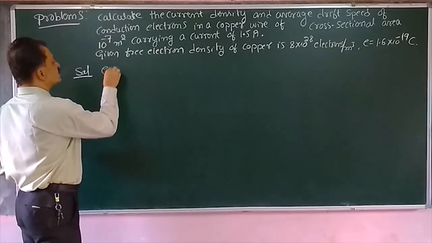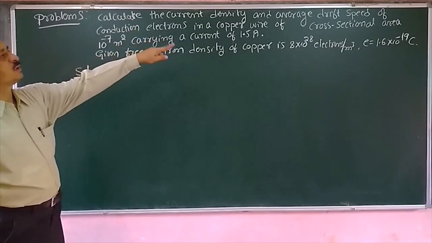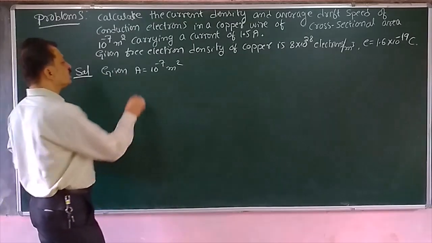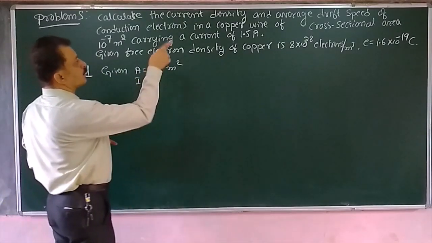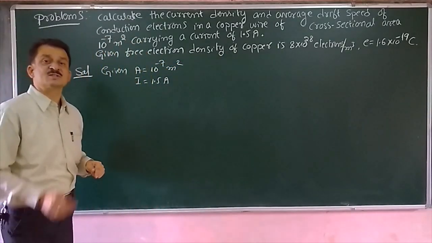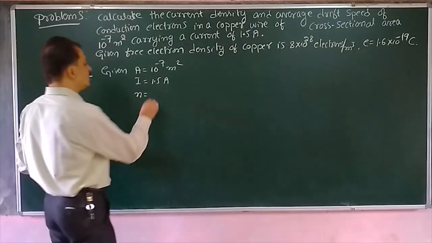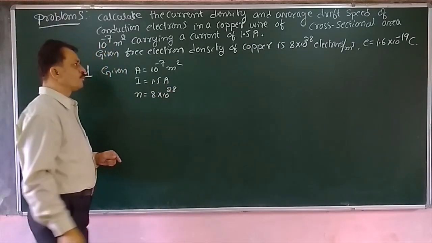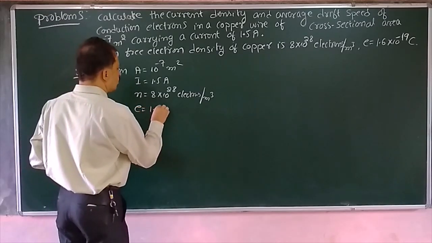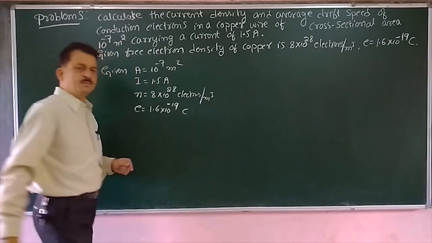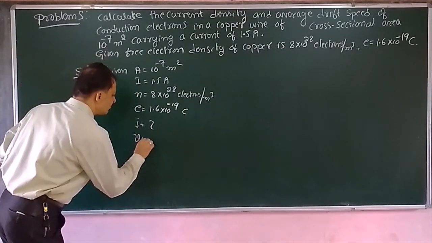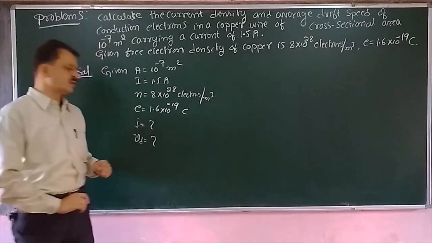So, solution. First we list out the given things. Area of cross-section A is 10 to the power of minus 7 meter square, and current flowing through that copper wire is 1.5 amps. Free electron density, that means the number of electrons per unit volume, is 8 into 10 to the power of 28 electrons per meter cube. Charge of 1 electron is 1.6 into 10 to the power of minus 19 coulomb. We have to calculate the current density and the magnitude of the drift speed. Those two things we are going to calculate.